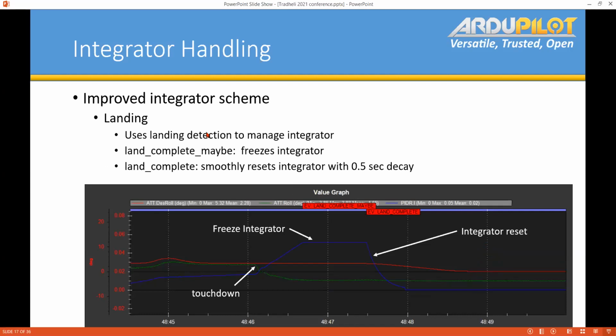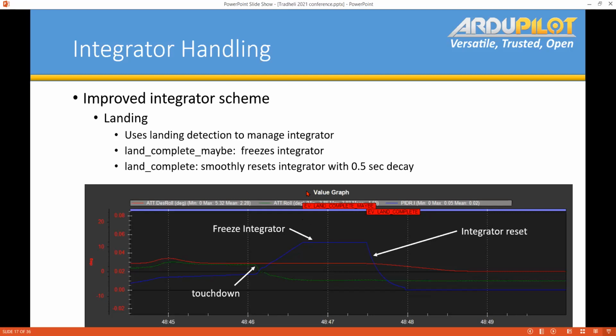And then for landing, again, it relies heavily on landing detection. Hopefully you can see the blue line here because that's the integrator. Basically, you can see the red and green track together, and then on touchdown, as one skid touches and the aircraft starts to roll over to sit with both skids on the ground, you get this error in attitude, and now the integrator starts to build.